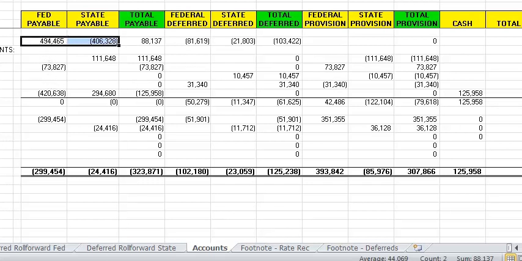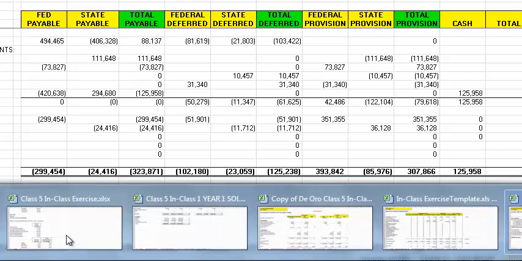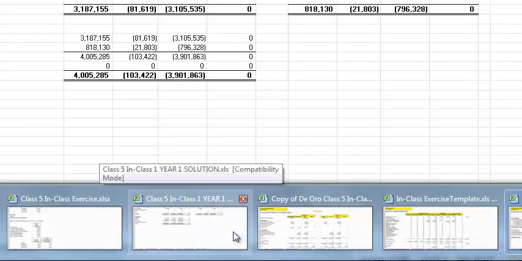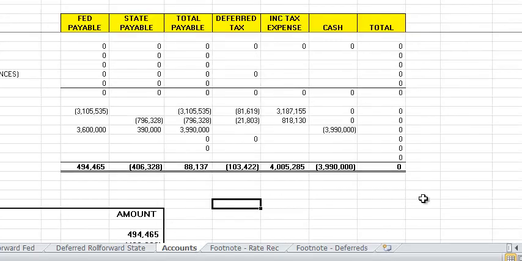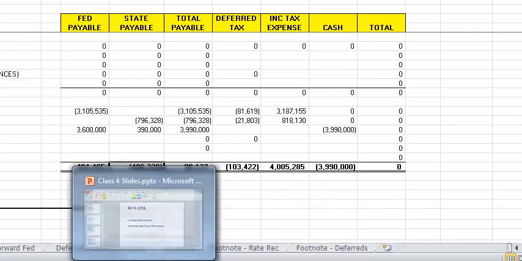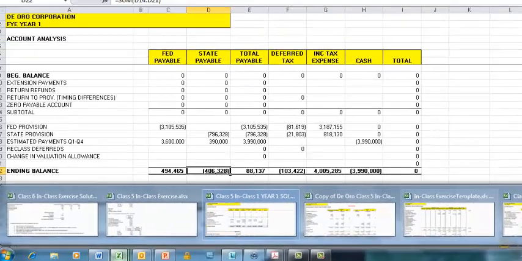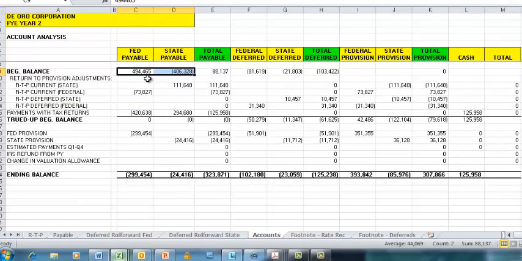Yeah, for this team. Well, if I went back to my year one spreadsheet, that was my year one schedule. My federal payable was a receivable of $494, and my state was a payable of $406. So if I go to year two, it's a receivable of $494 and a payable of $406. I'm just taking last year and starting again.